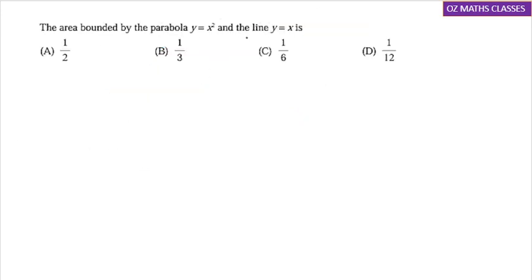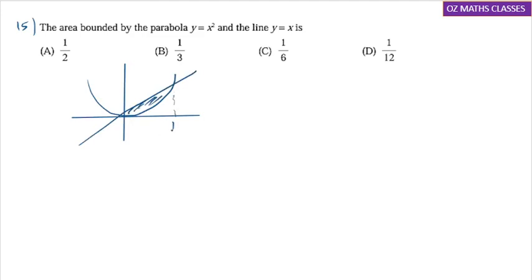Area bounded by the parabola and the line. Question number 15. Area bounded by the parabola x square equal to y and line y equal to x. If you draw the rough sketch, it is an upward parabola, x square equal to y, and the line y equal to x is this. So we have to find the area between these regions.